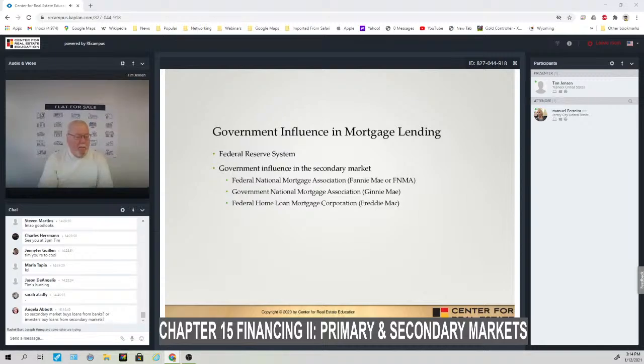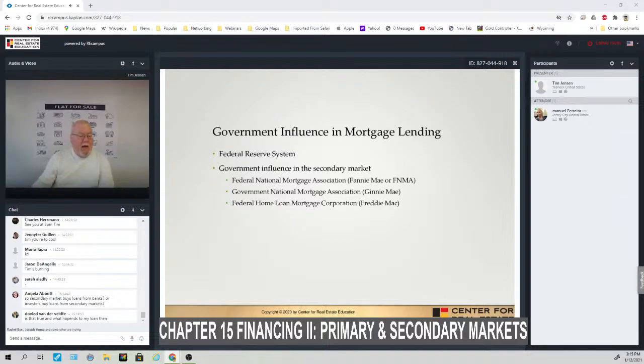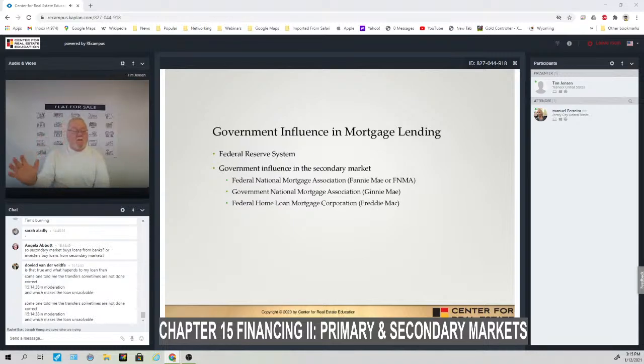No, Tim's not wrong. The secondary market buys loans from banks. Yes. Or investors buy loans from secondary markets. That's also a correct statement. Yes, both of them happen. What happens to my loan then? Then you just keep paying your loan to whoever the servicer is. It didn't change. The amount didn't change. Your payment didn't change. It's just who you make the check out to that changes.